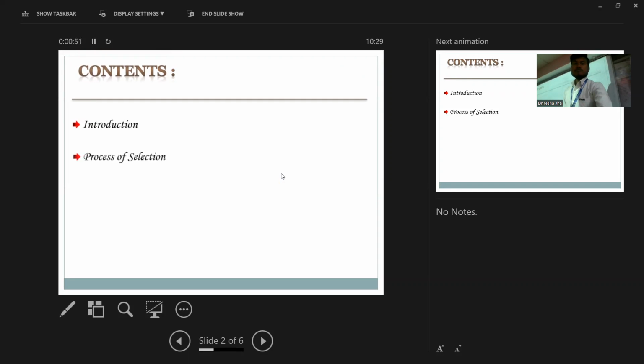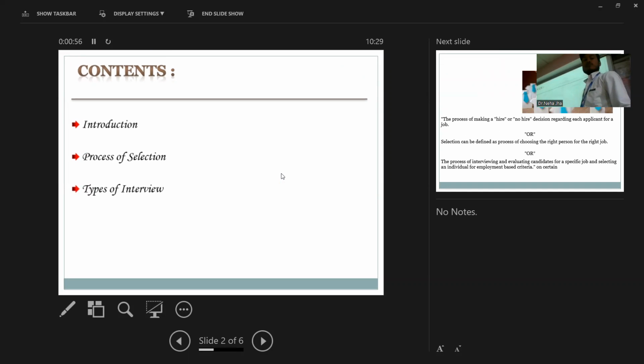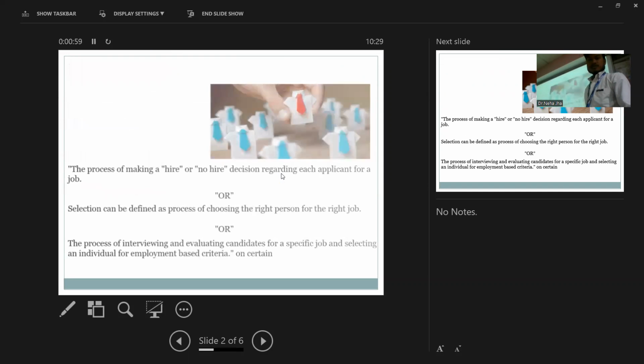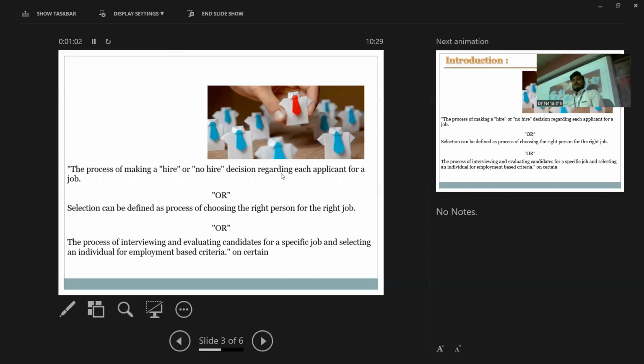First one is introduction. Second is process of selection. The third is type of interview. Fourth, and they will start now, the process of making hire or no hire decision regarding each applicant for a job. Or selection can be defined as process of choosing the right person for the right job. Or the process of interviewing and evaluating candidates for a specific job and selecting an individual of employment based on certain criteria. The next slide is.